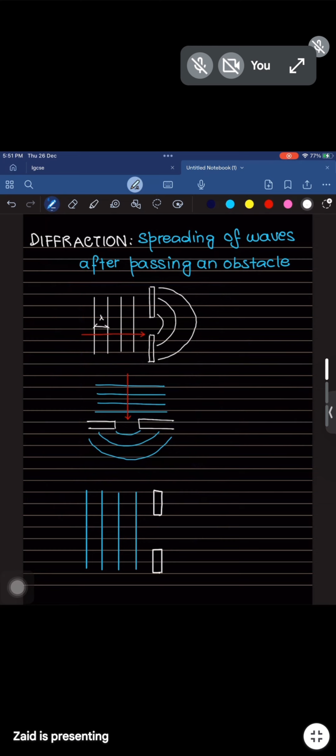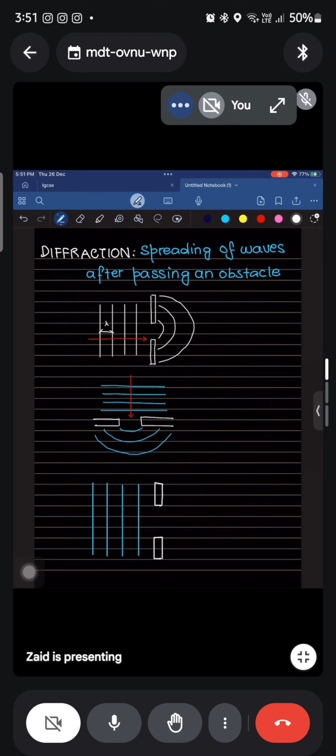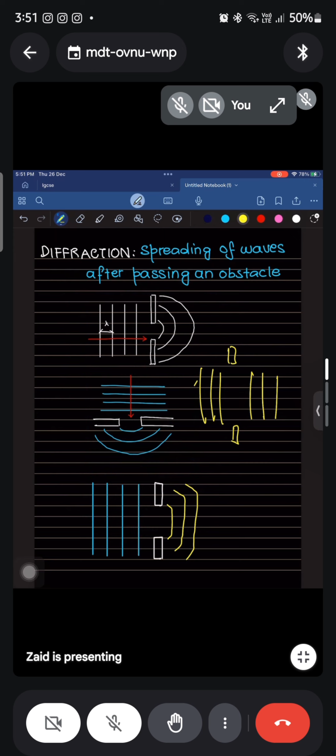Now you guys can observe that the width is bigger, isn't it? Yes, sir. Okay, so what's going to happen? You increase the width and the curvature is going to decrease. Now the waves are going to be something like this. The curve is going to decrease, and they're going to be straight. The pattern will change from circular to straight as you increase the width. And if it's so big that the waves can easily pass, then they're going to be just straight.